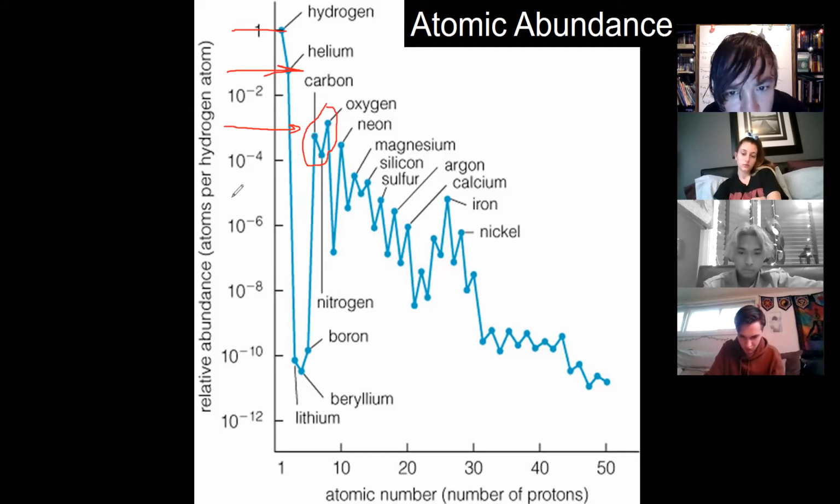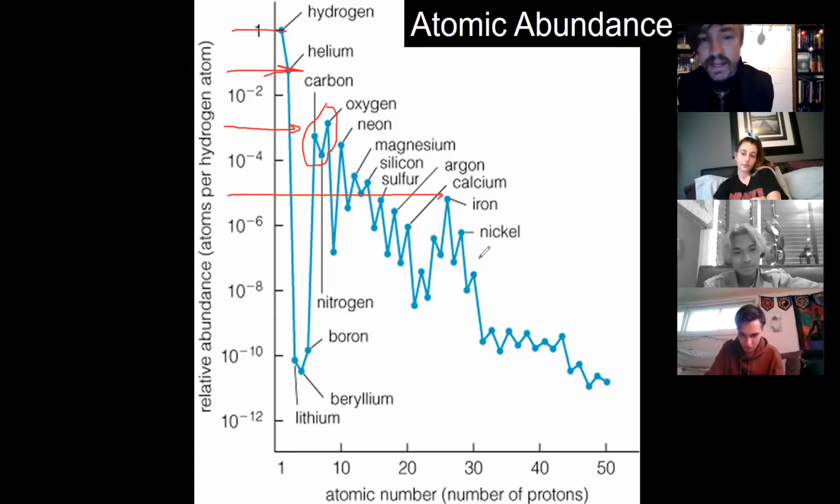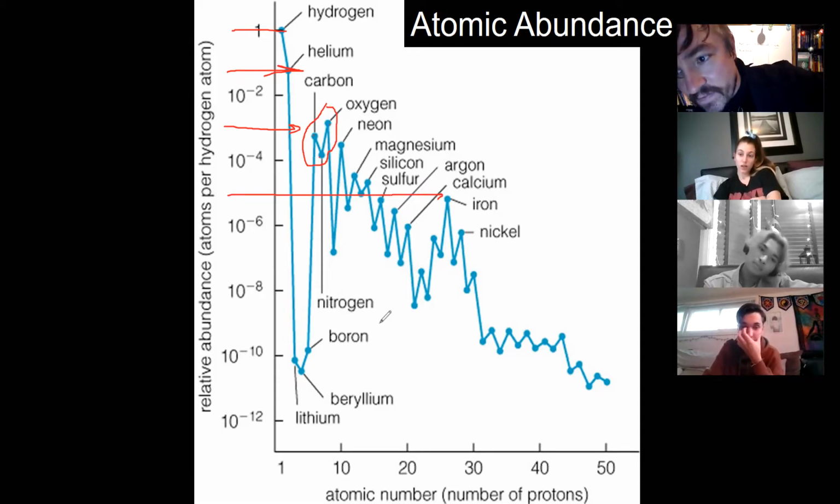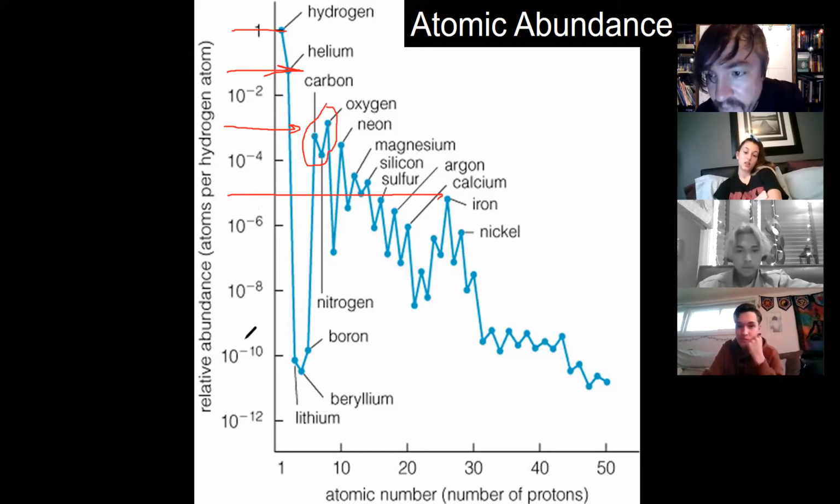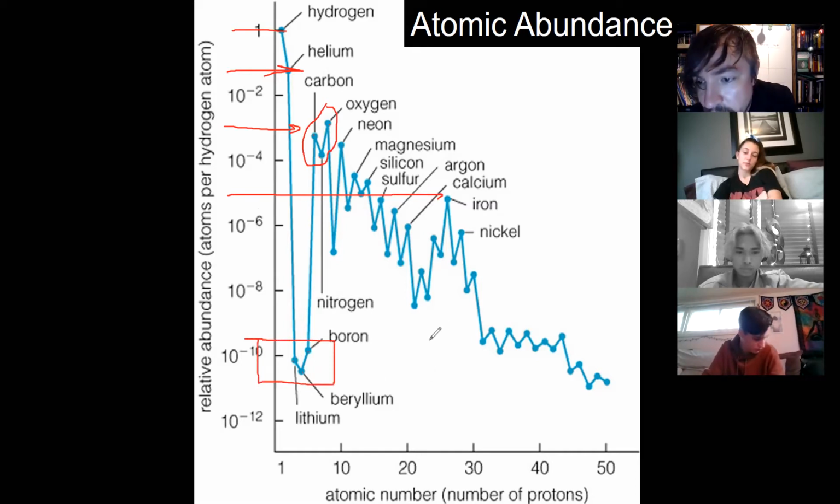But how would that compare to something like iron? Can you guys look at this graph and tell me approximately how many hydrogens I would need to count through in space before I found one iron atom? 100,000. Yeah, because the relative abundance is 10 to the minus 5, right? So it's 10 to the 5 hydrogens to 1 iron. You'll notice that the least abundant elements in nature are the 3 simplest elements that follow helium. Lithium, beryllium, and boron have the lowest abundances of almost any element in the periodic table.